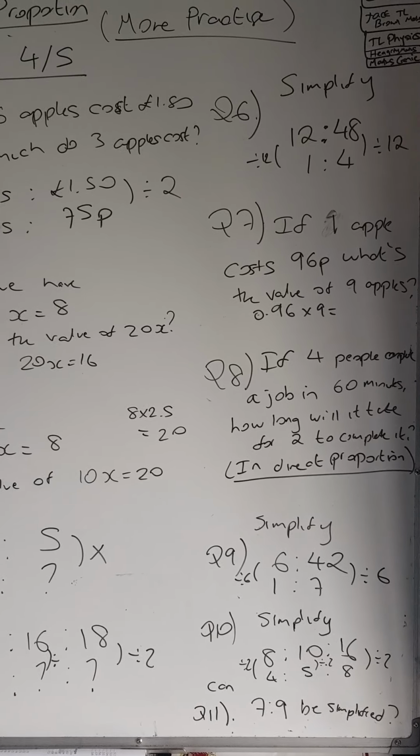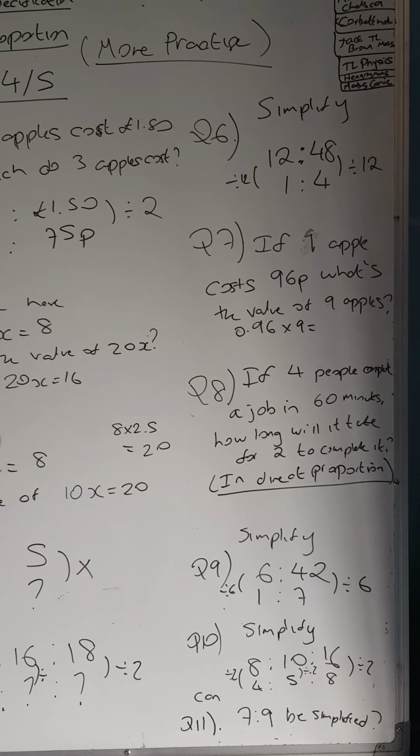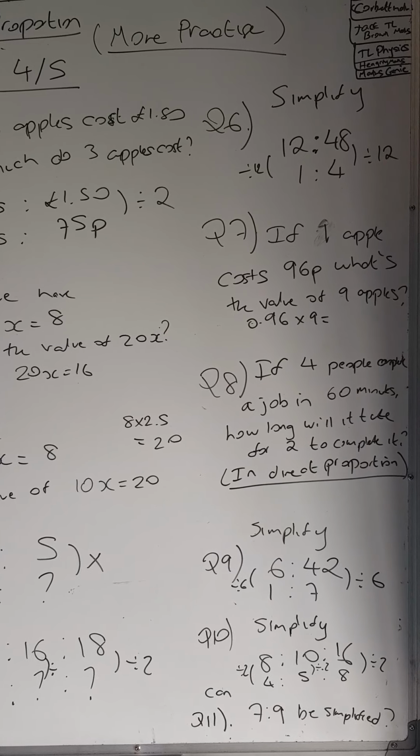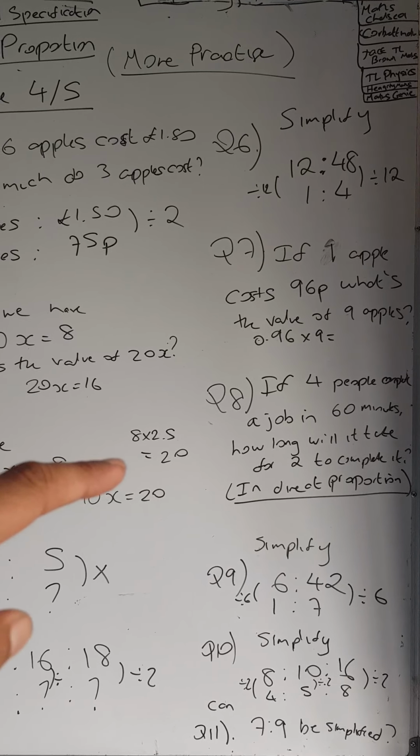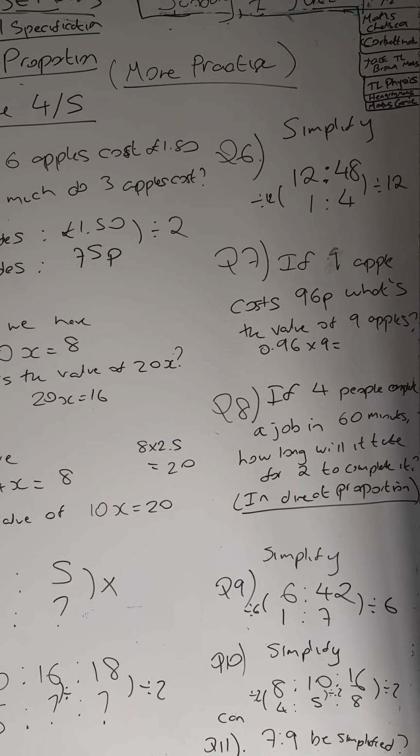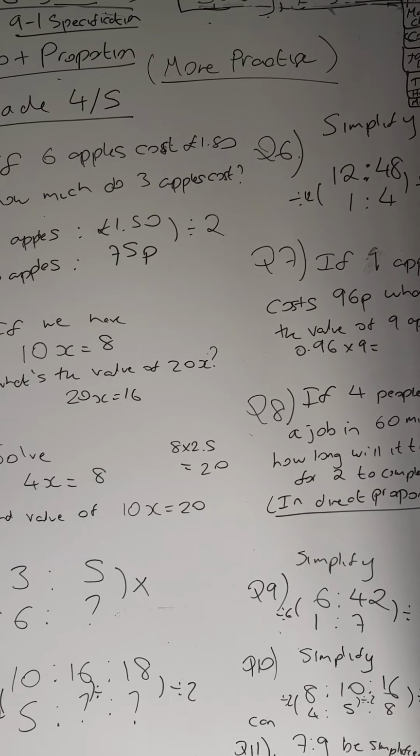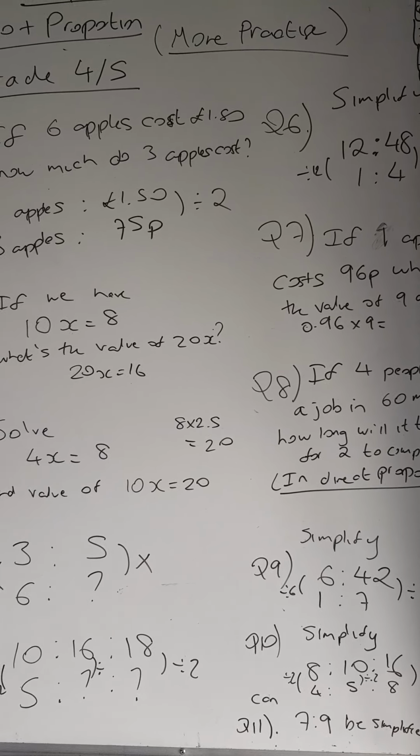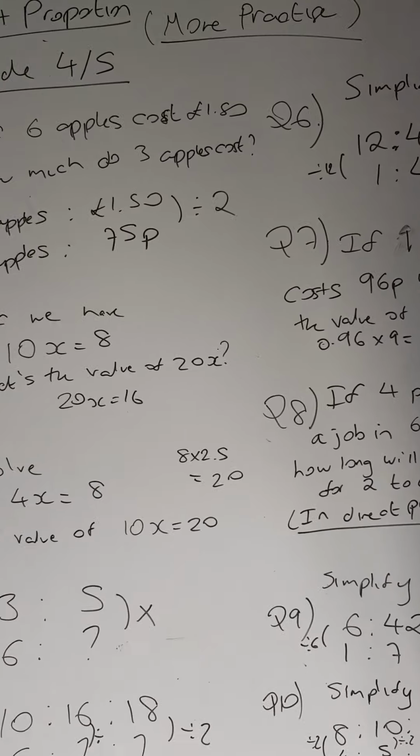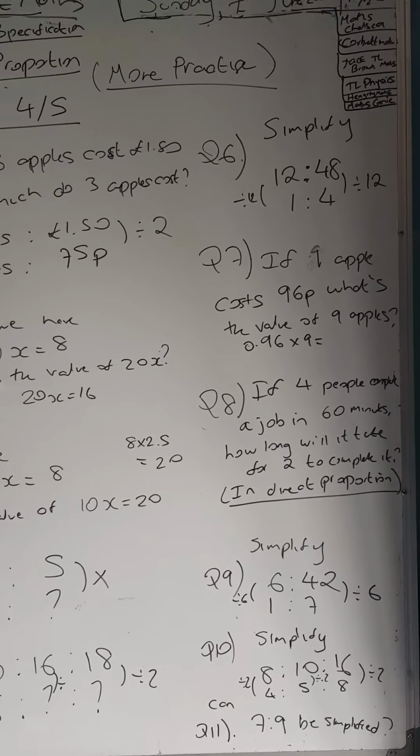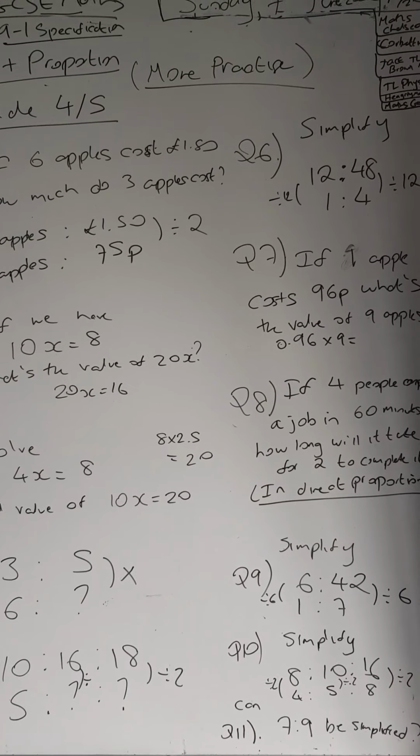If you think about this logically, the fewer people you have, the more time you will need to complete the job. So 1 person would take 240 minutes to complete the job. 2 people would take 120. 3 people would probably take 90, I believe. And then obviously 4 people would take 60 minutes. The more people you have, the less time it will take, if that makes sense.